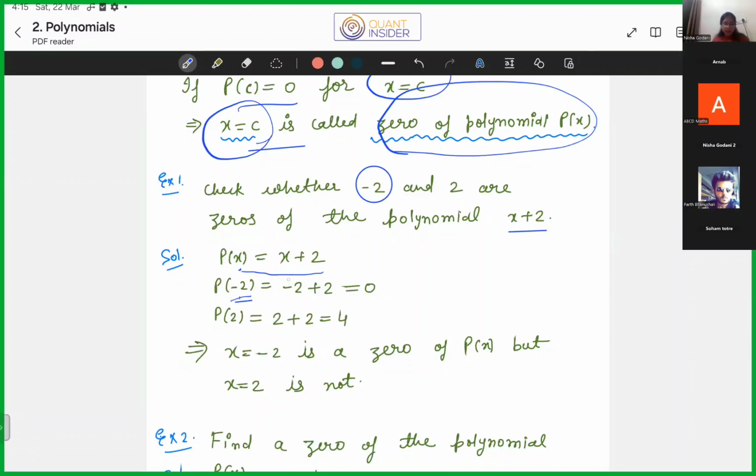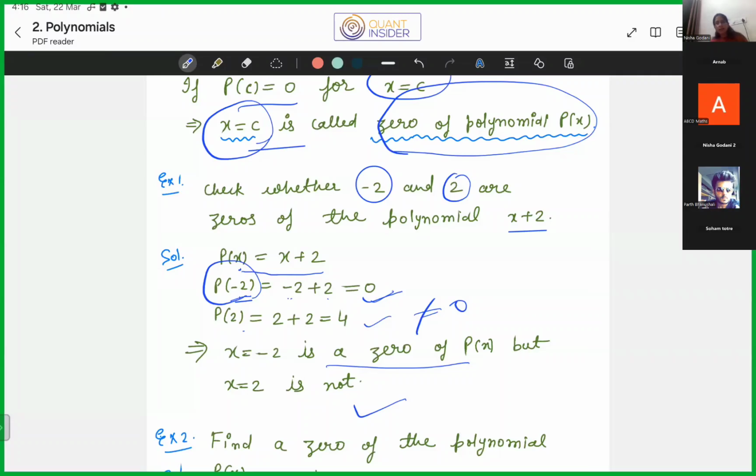And another point is 2. If you put 2, so p(2) is 2 plus 2, which is 4, which is not equal to 0. So this means that it is not a zero. So x equal to 2 is not a zero of the polynomial.